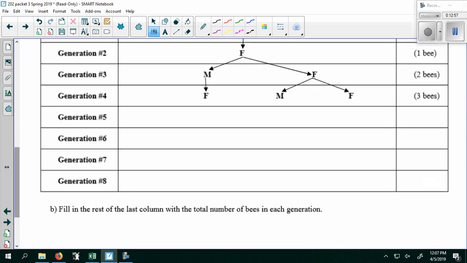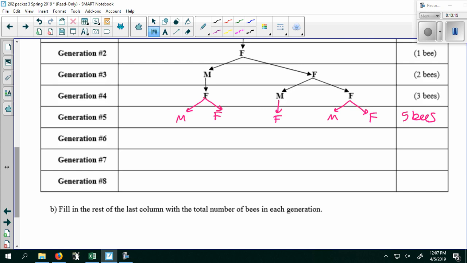So we're going to keep working our way back here. Females develop from a male and a female. A male develops from just a female. And female, a male, and a female. So that makes a total of 5 bees in that generation.